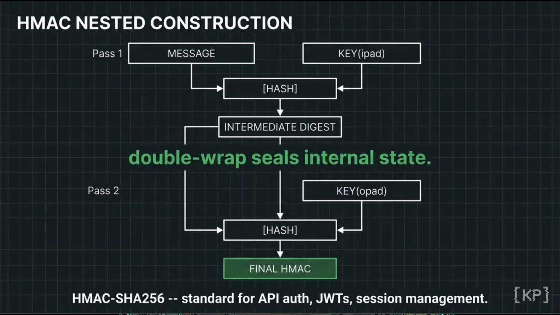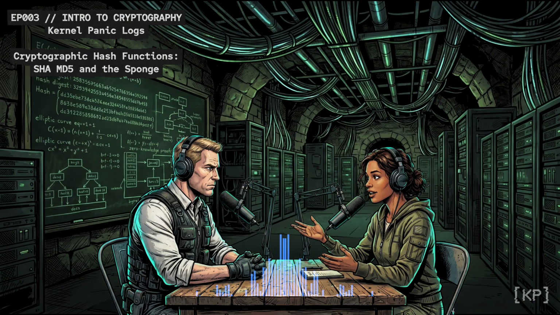First, the algorithm hashes the original message together with the key that has been modified by the inner pad. Okay. That first hashing operation secures the data itself. Then, the algorithm takes the resulting digest from that first operation and hashes it a second time. But this time, it combines that intermediate digest with the key modified by the outer pad. So it's wrapping the message in two distinct layers of keyed cryptography.